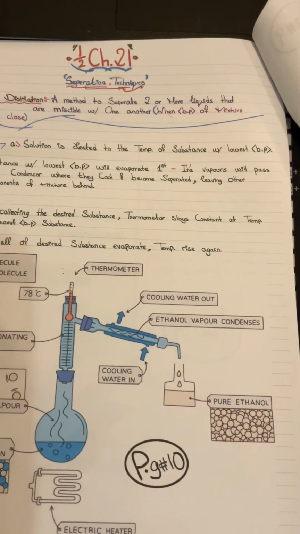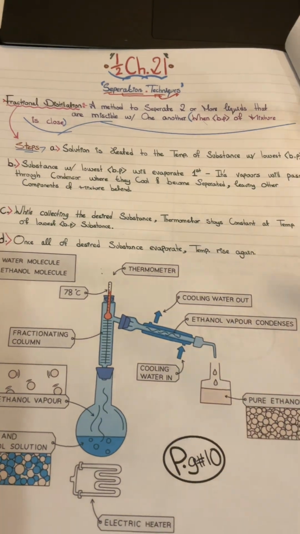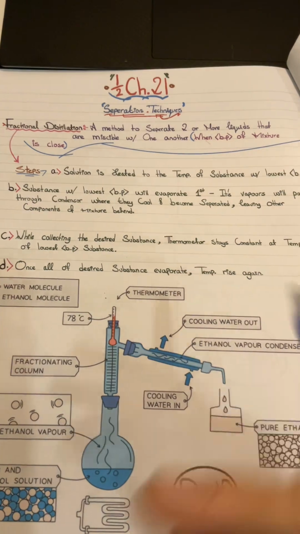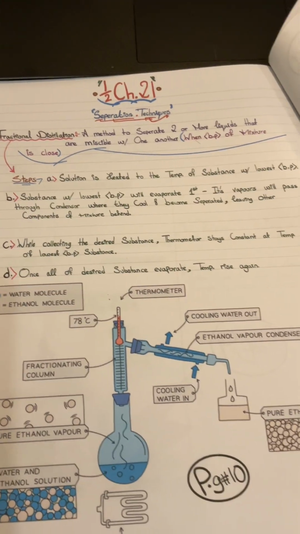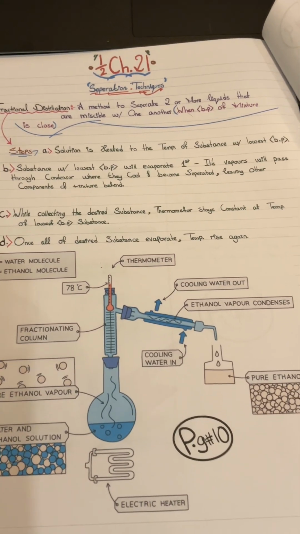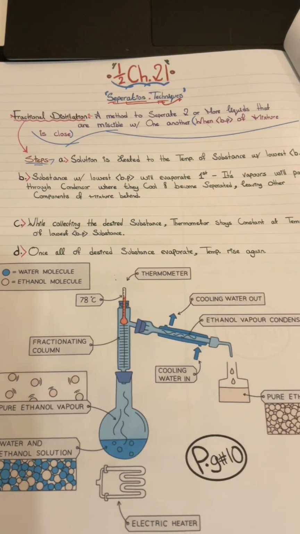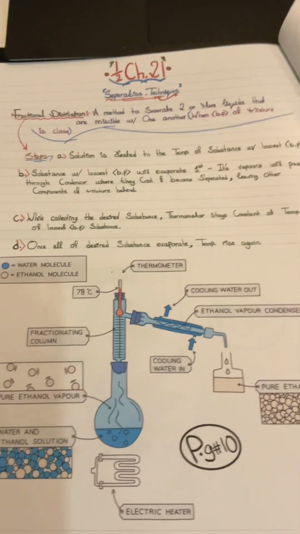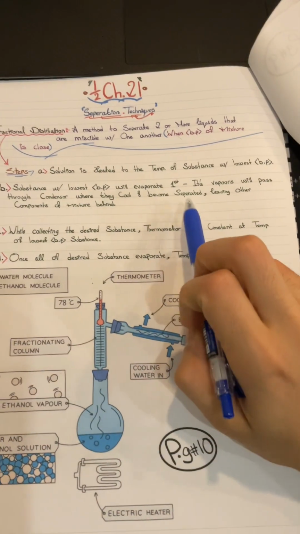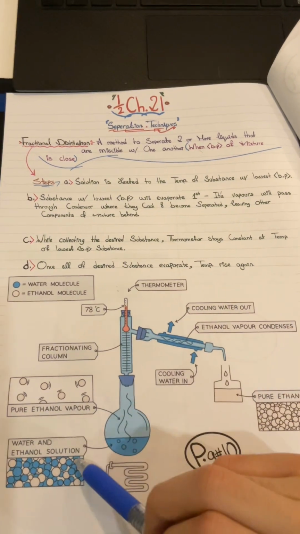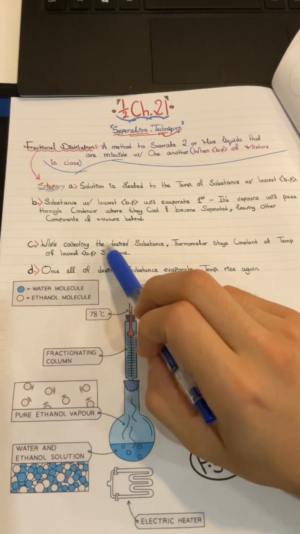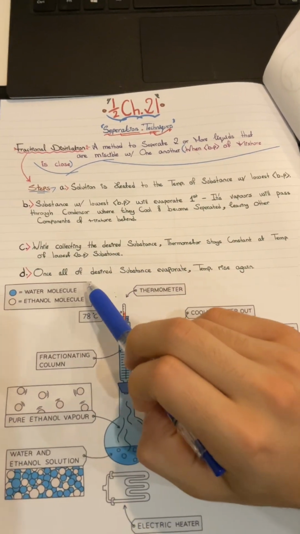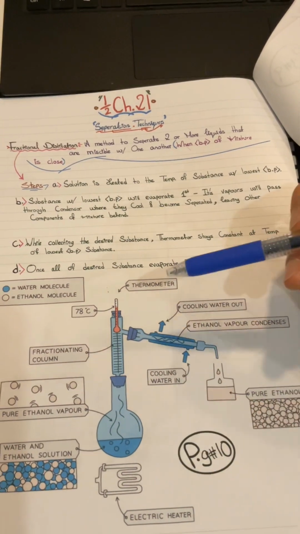Fractional distillation. Fractional distillation is a method to separate two or more liquids that are miscible with one another, basically when the boiling points of the mixtures are close. So the solution is heated to the temperature of the substance with the lowest boiling point first. Then the substance with the lowest boiling point will evaporate first. Its vapors will pass through the condenser where they cool and become separated, leaving the other components of the mixture behind. While collecting the desired substance, the thermometer will stay constant at the temperature of the lowest boiling point substance. Once all the desired substance evaporates, the temperature will begin to rise again.